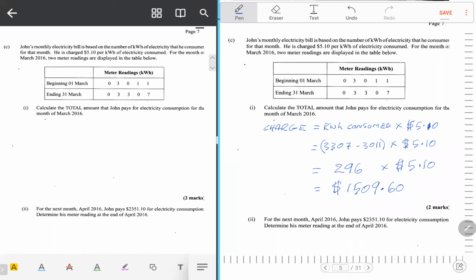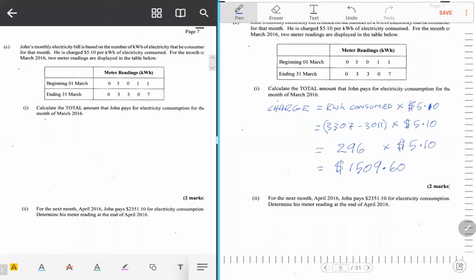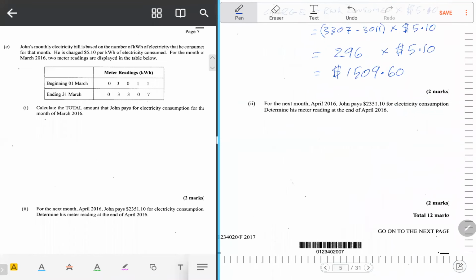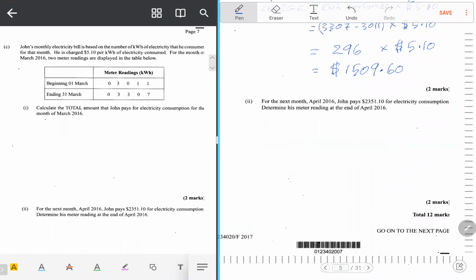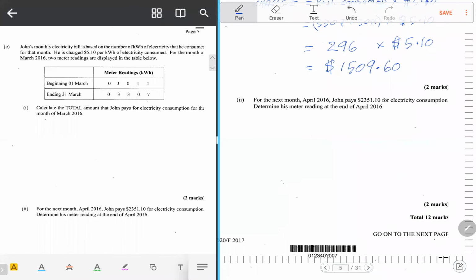All right. So the next part now says, for the month of April, he pays this amount for the month of April. That's the total amount that he pays for the month of April, all right, for electricity consumption. Determine his meter reading at the end of April.